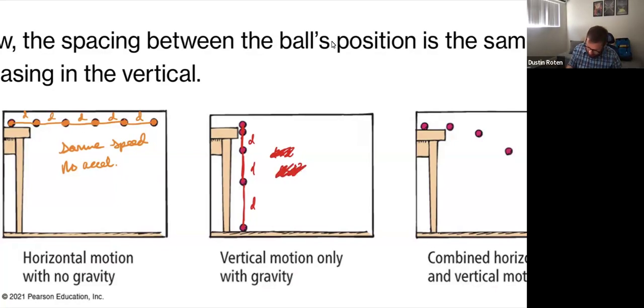But anyways, this is proportional to t squared. So you can see that the distance is increasing. It's not the same chunk. Each piece is larger than the last. So we know that there is an acceleration because gravity's downward. So there is acceleration.